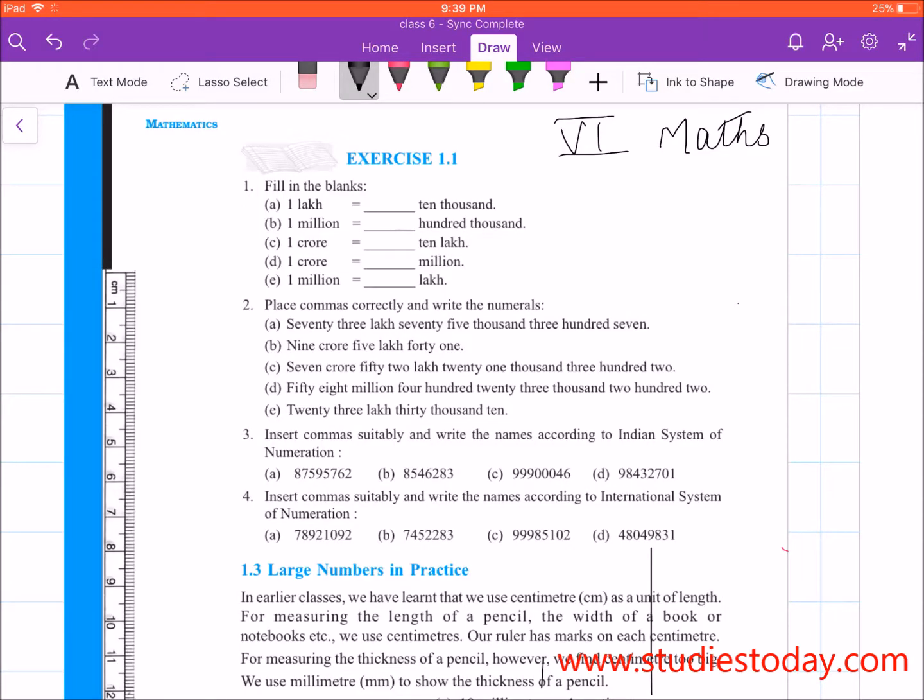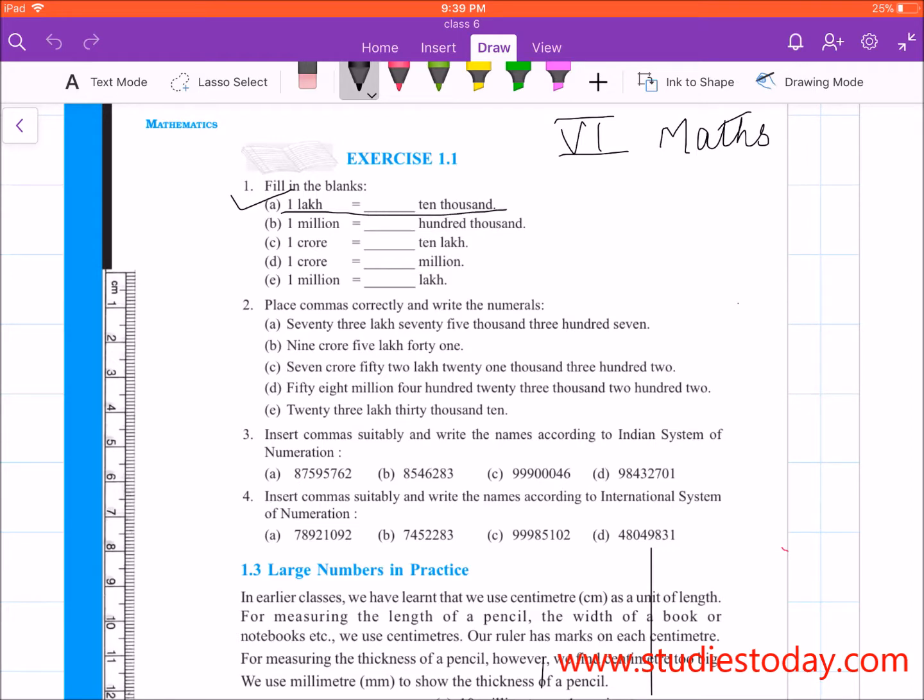Hello students, today we'll take up the topic of class 6th maths exercise 1.1, Knowing Our Numbers. To start with, we will take question number 1, part A, where we have to write that 1 lakh equals to how many 10,000.